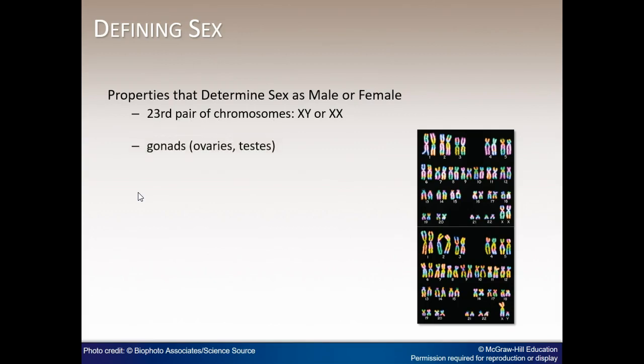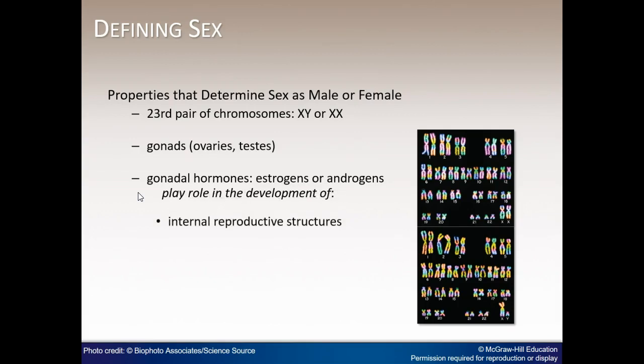Another structure used to classify us as male or female are our gonads, a part of the endocrine system that produces sex hormones and generates ova in females and sperm in males. In females, the gonads are called the ovaries, and in males, the gonads are called the testes. Sex may also be classified by the hormones that these gonads produce. Female hormones are estrogens and male hormones are androgens. These hormones play a role in the development of internal reproductive structures, external genitalia, and secondary sex characteristics.